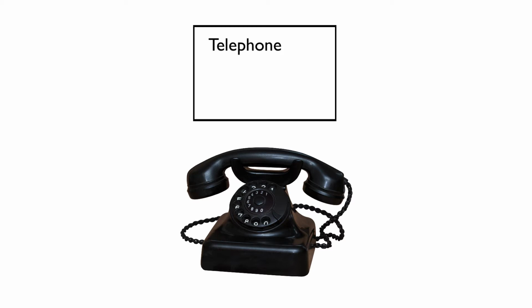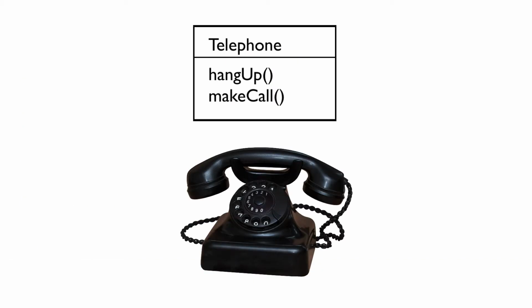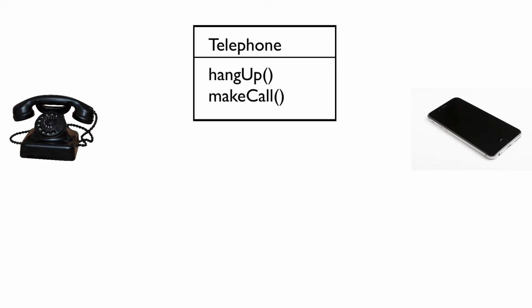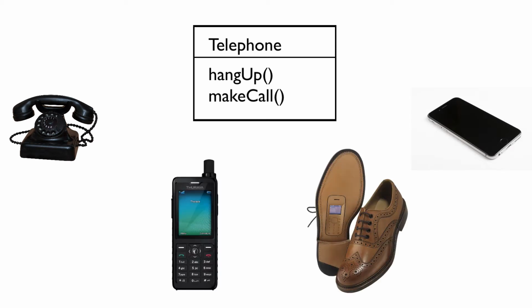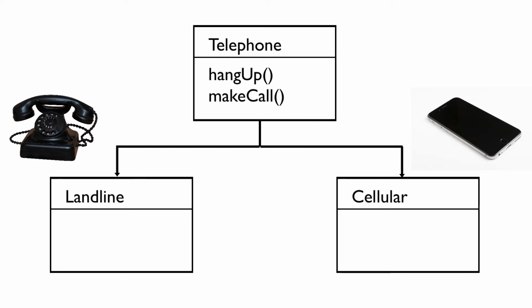As all phones can initiate and terminate calls, let's give it these methods for make call and hang up. This would look something like this in code. Now, there are different types of phones: landline phones, cellular phones, satellite phones, shoe phones. For now, let's just add landline phones and cell phones to our hierarchy. They would both subclass the telephone class, inheriting its hang up and make call methods, and add any specific functionality of their own. For example, the cellular class might introduce a send SMS method.